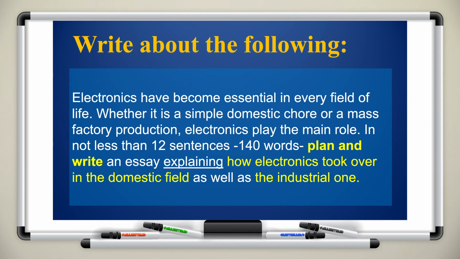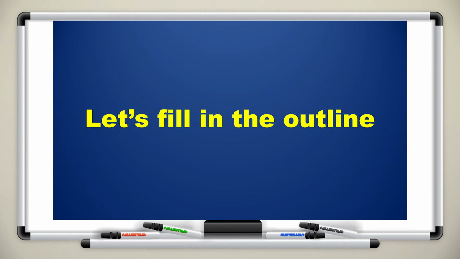Let's take a look at the main ideas that we should discuss in this essay. How electronics took over in the domestic field, that's one. Domestic field means at home, okay? And in the industrial one. So we have 2 main ideas that we have to discuss and write about in this essay, okay? So let's start by filling in the outline.